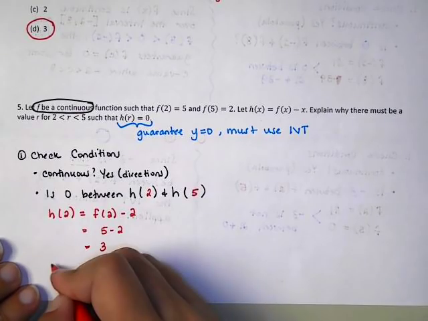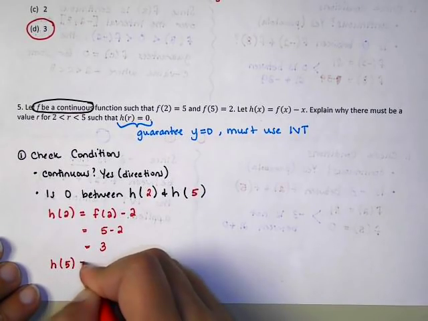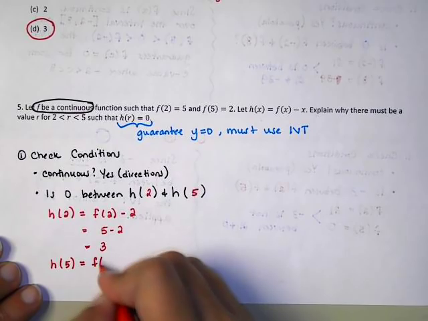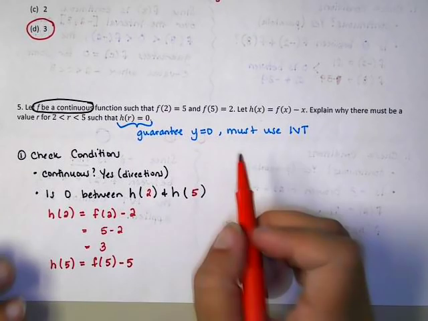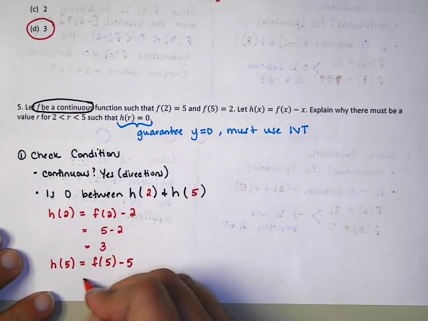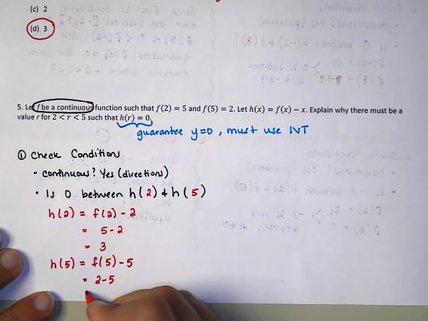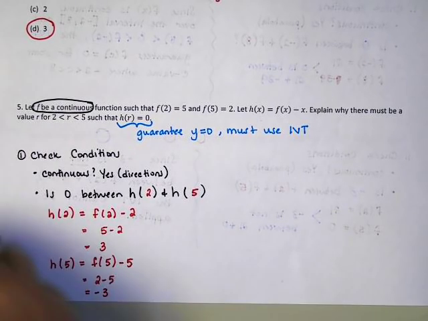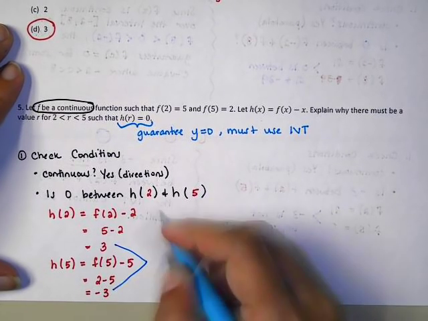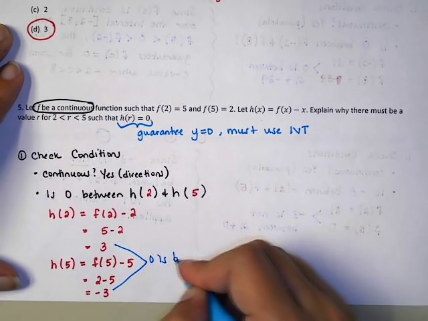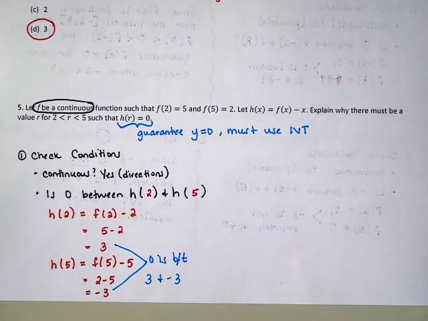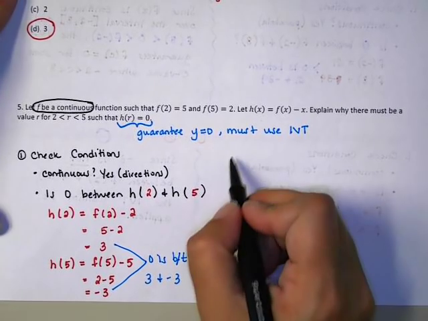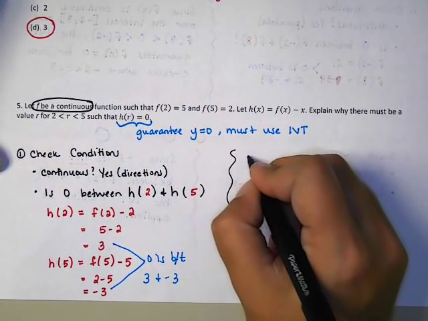Now I'm going to find h of 5. H of 5 would be f of 5 minus 5. I'm sorry, and f of 5 is 2, so I would have 2 minus 5, which is negative 3. 0 is between 3 and negative 3. So that tells me I've satisfied both of the conditions of the intermediate value theorem. So here's what I would write.